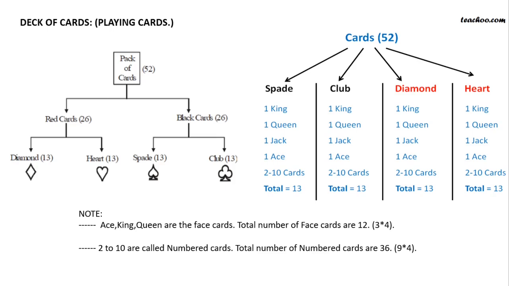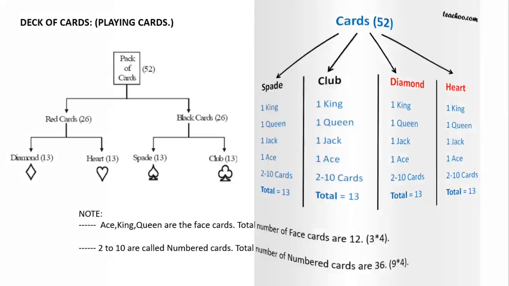Sometimes the examiner may ask different questions on cards. What is the probability of getting a diamond? We have 13 diamond cards. The answer for the probability of a diamond is 13 by 52. So we can create an infinite number of questions on cards.